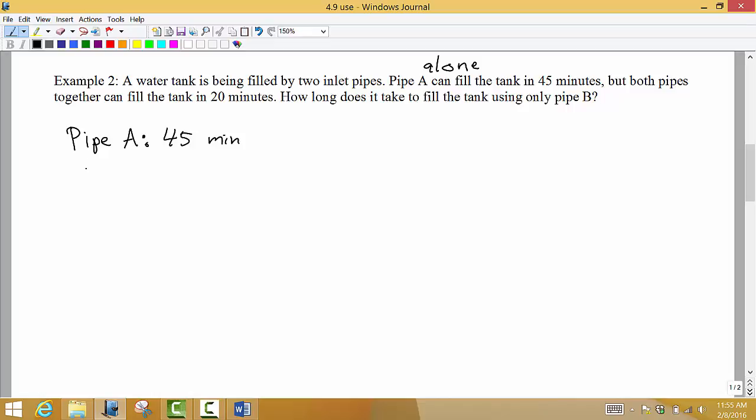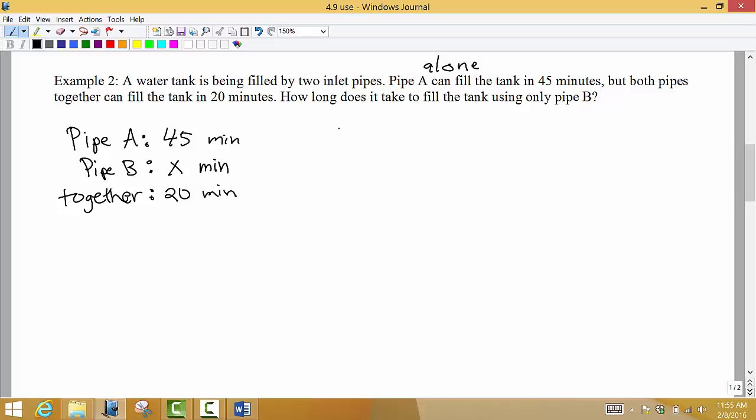Pipe B and pipe A working together, it tells me that if they work together, they can fill the tank in 20 minutes. So I don't know how long it takes pipe B alone, but I know that together, if they're both on at the same time, it'll take 20 minutes to fill up the tank. How long does it take to fill the tank using only pipe B? So if pipe B works alone, and I don't know that, we're going to say that's X minutes.